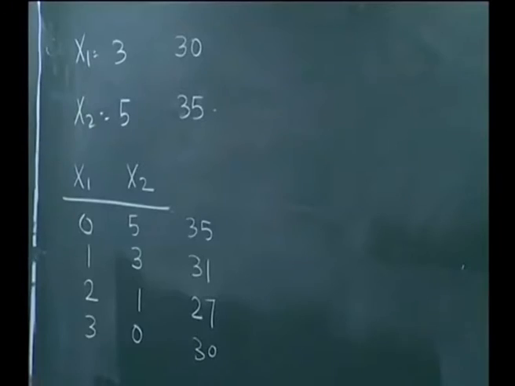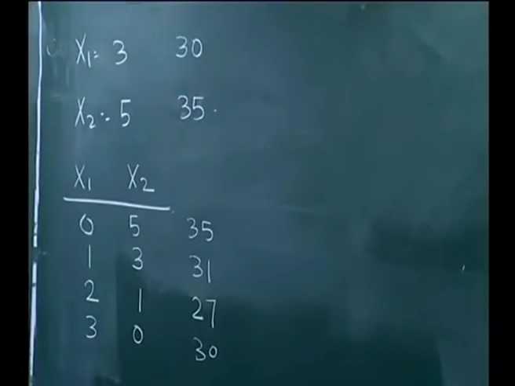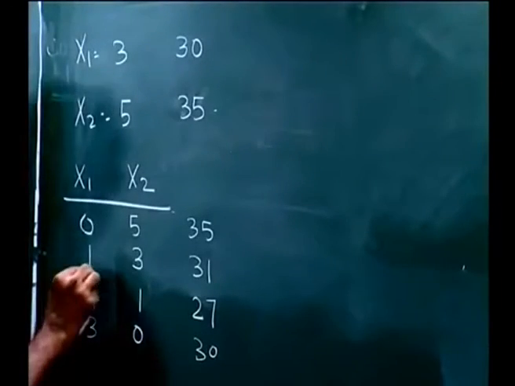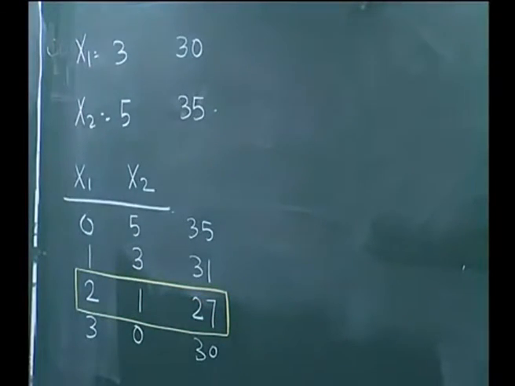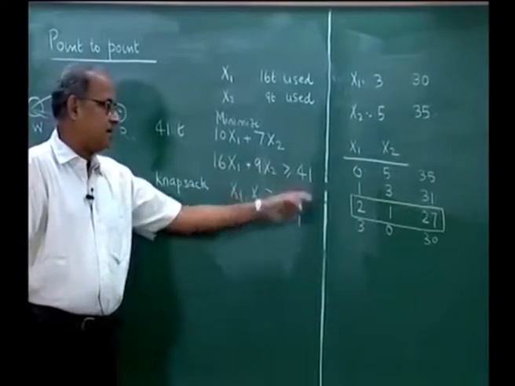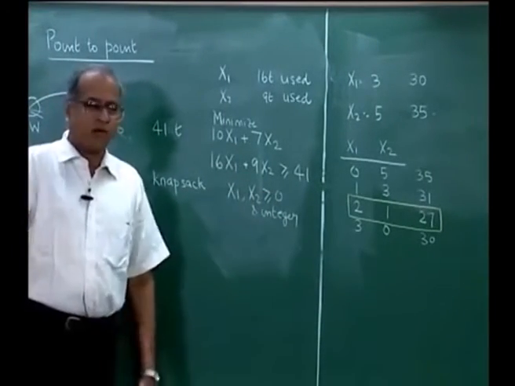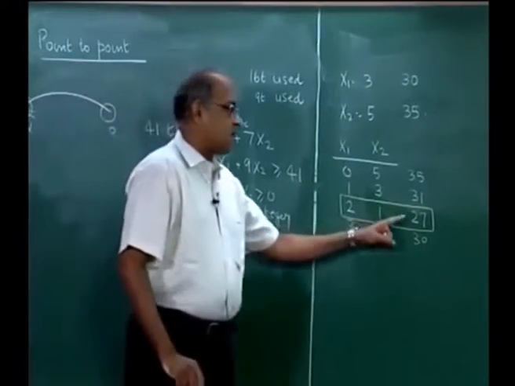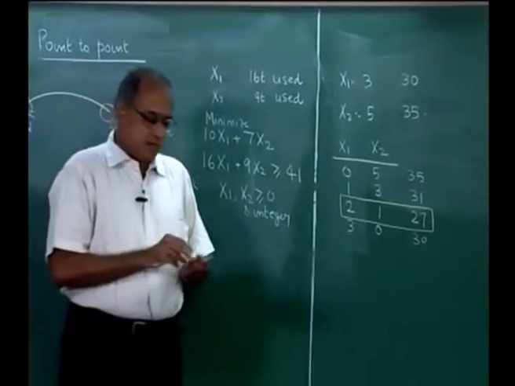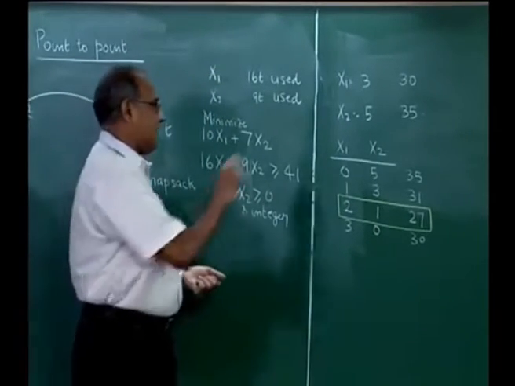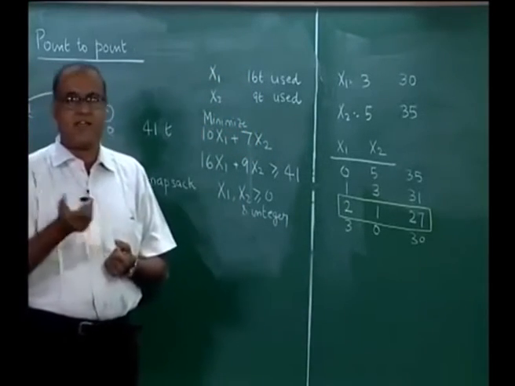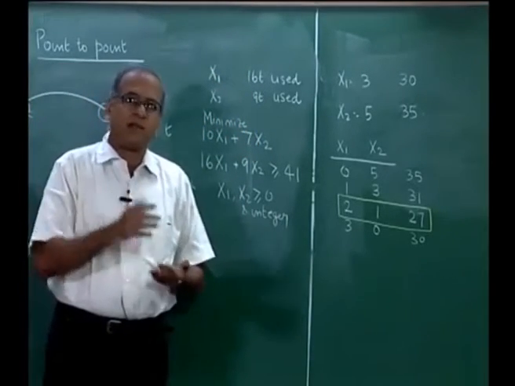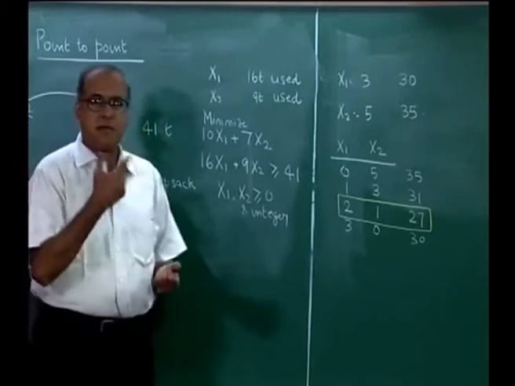So, only 4 enumerations are possible in this case, and the best solution is to use 2 16-ton trucks and 1 9-ton truck to get this 41 with a total cost of 27. But we can also understand that the enumerative method that we have shown here is not computationally efficient and can become intractable when some of these numbers become higher.